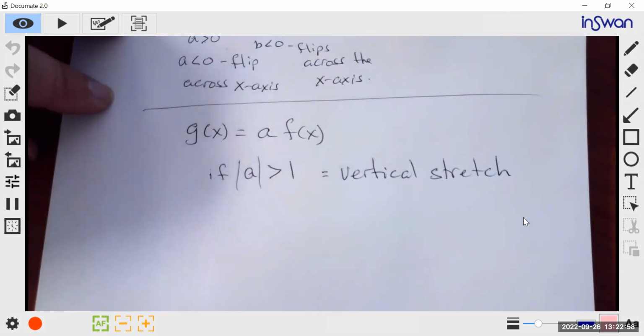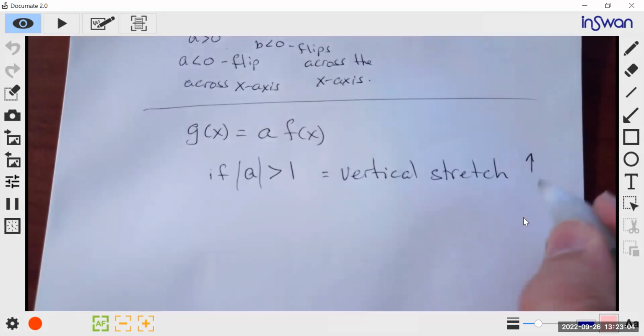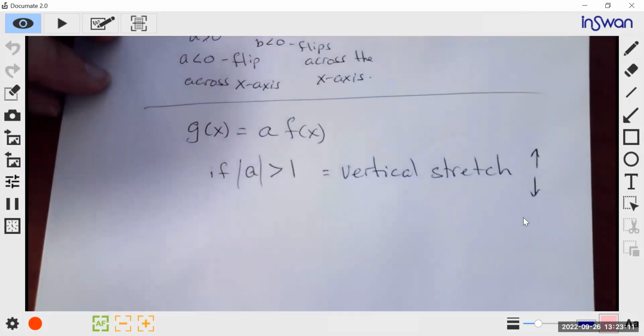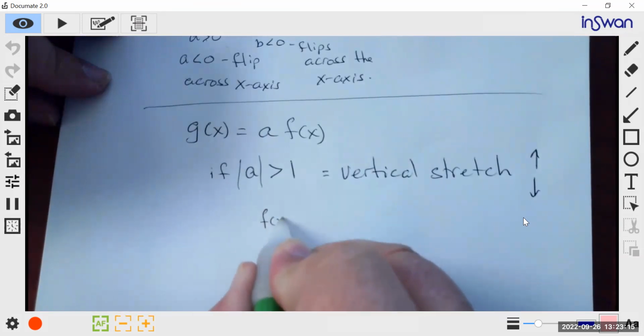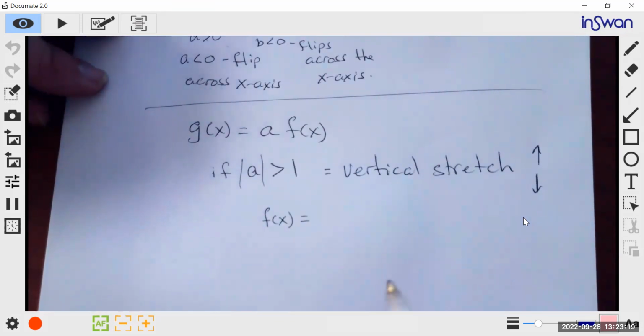Let's see what this means, why this is so. What's happening here is the graph is being pulled either up or down. It's just being stretched vertically. Let's look at the graph.